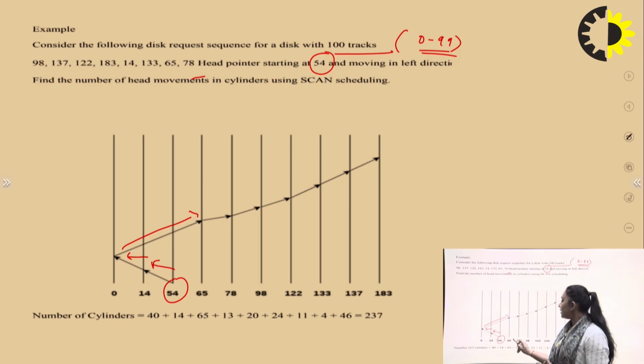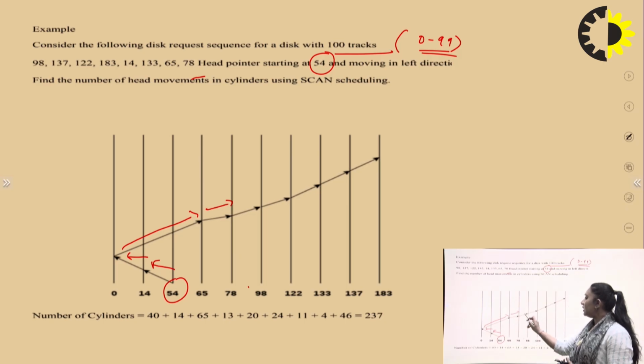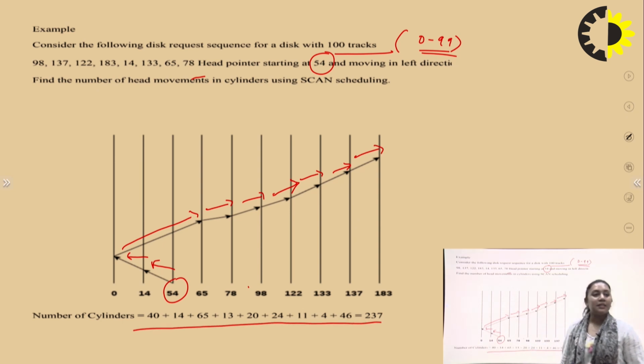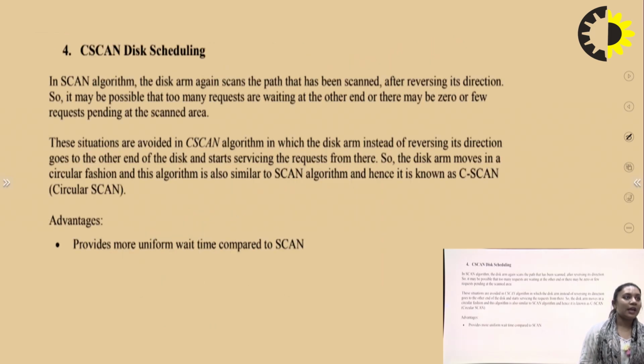Next, 0 to 65, 65 to 78, 78 to 98, 98 to 122, 122 to 133, 133 to 137, and then 183. The number of head movements can be calculated by subtracting the adjacent elements and adding the values, right? Next we have C-SCAN, right? In C-SCAN disk scheduling, the disk arm again scans the path, and it is scanned after reversing its direction.